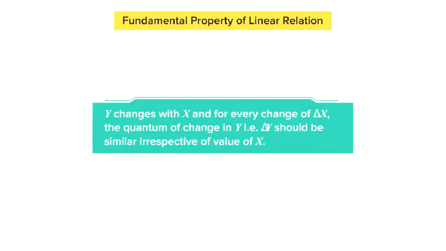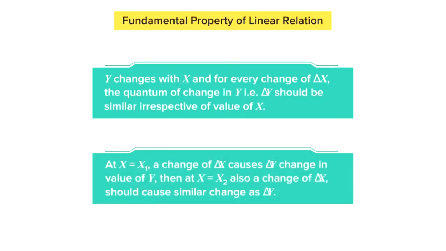In a linear relation, y changes with x, and for every change of delta x, the quantum of change in y, that is delta y, should be similar irrespective of the value of x. That is, if x equals x1, a change of delta x causes a delta y change in the value of y. Then, at x equals x2, also a change of delta x should cause a similar change of delta y.